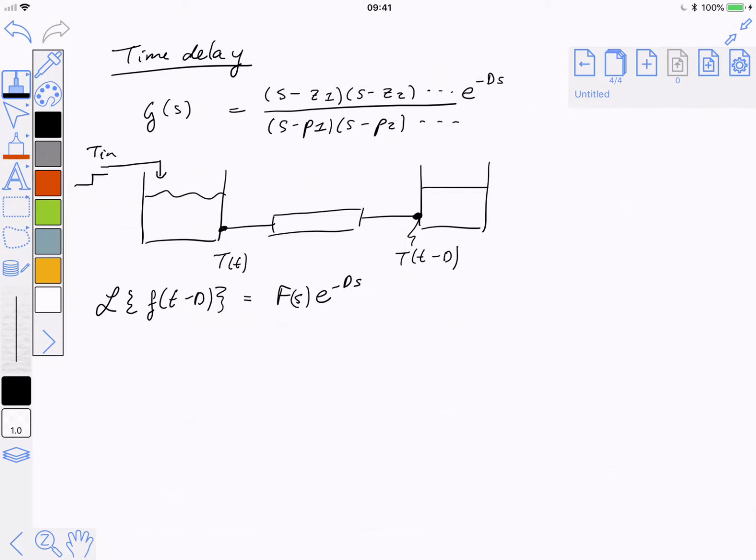And so time delay throws a bit of a spanner in the works. It causes many difficulties. On the one hand, it makes systems a lot harder to control, which we'll be talking about in much more detail next semester. But specifically for us, it also makes all of our calculations significantly harder. Most importantly, because this exponential is not a polynomial, it is no longer trivial to determine the roots of the numerator and denominator polynomials.